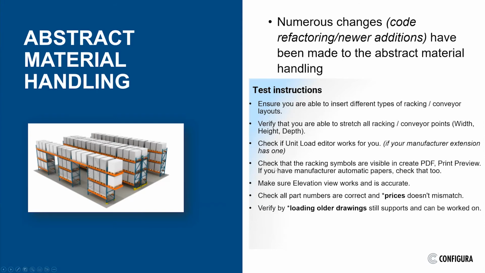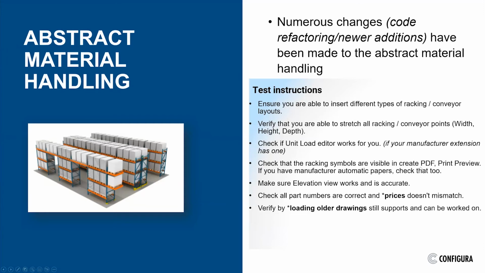The next thing you should do is check that the racking symbols are visible in Create PDF, Print Preview. If your manufacturer extension has automatic papers, you can check that too. And if your manufacturer extension has elevation view, you can try to use that to see if it works. If your manufacturer extension doesn't have an elevation view, you could use the elevation view from the symbol library extension.